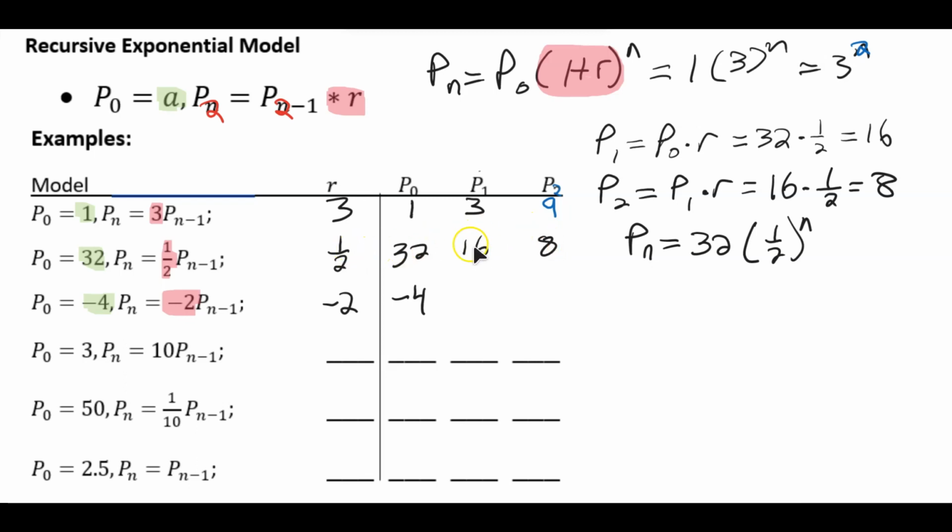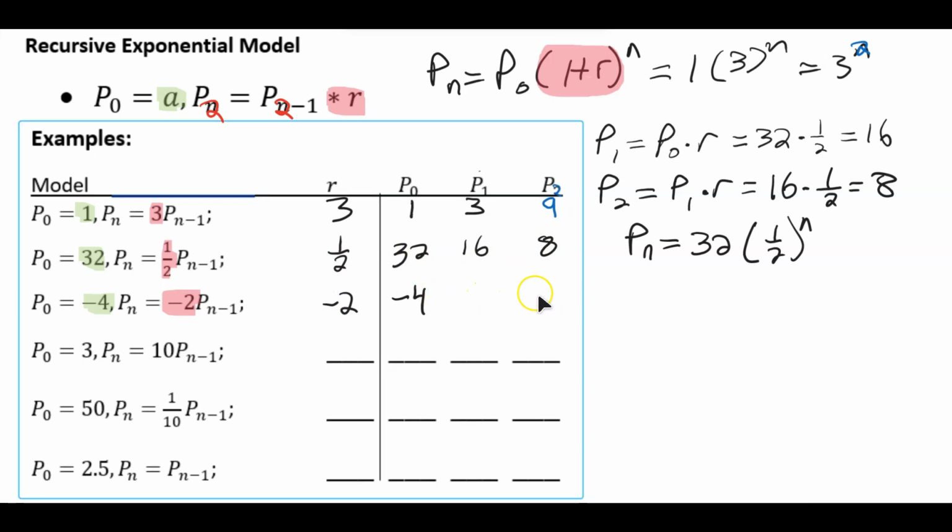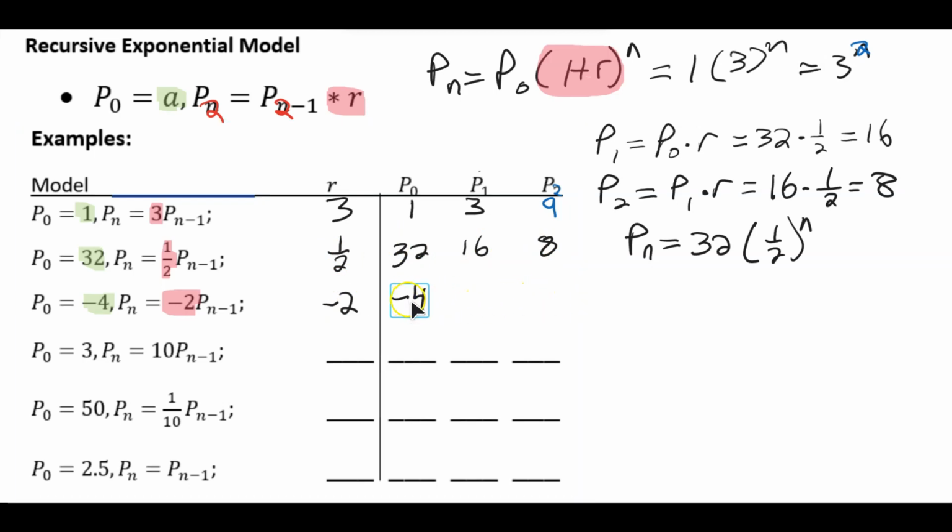It's a halving sequence. So if you understand that, you could probably write down the next two of this one. You start at -4, and this is a times -2 sequence. -4 times -2 is positive 8. 8 times -2 is -16.